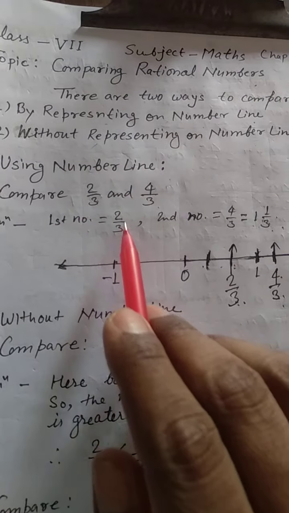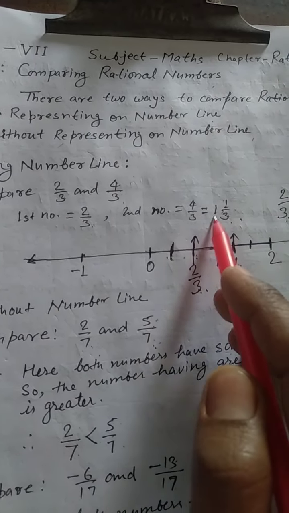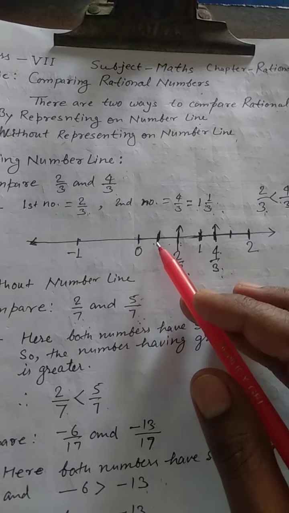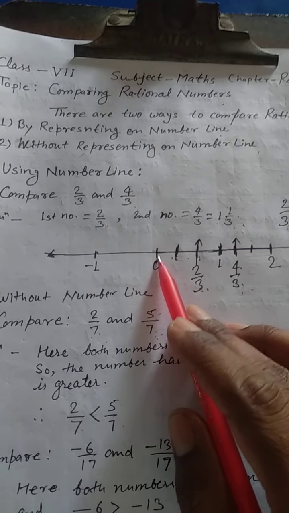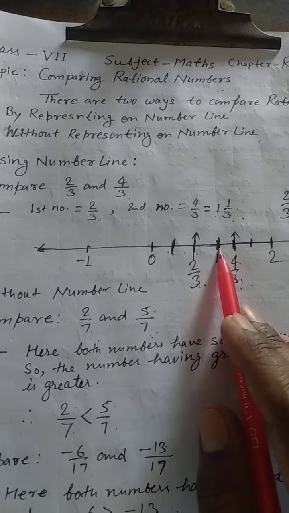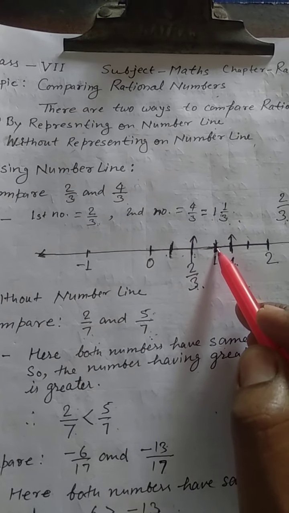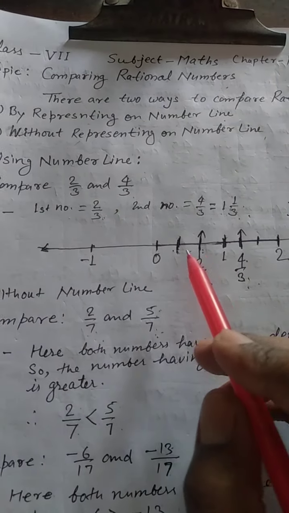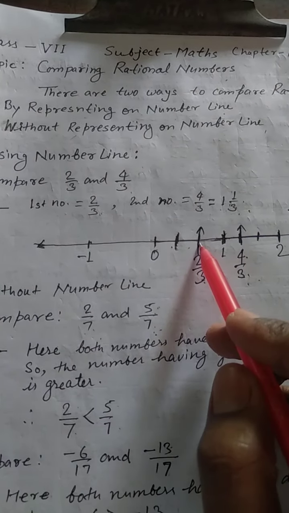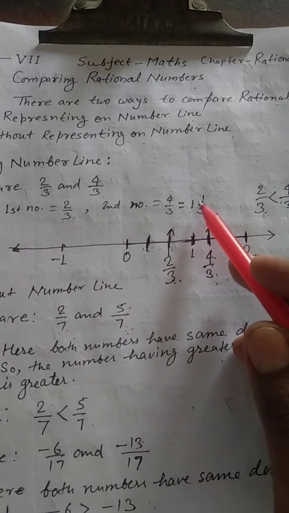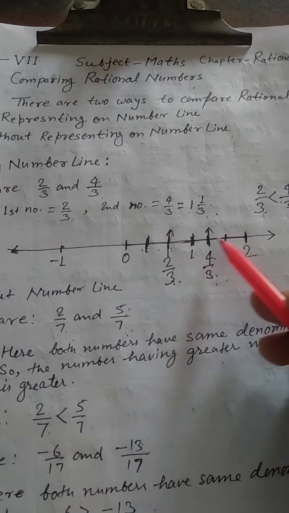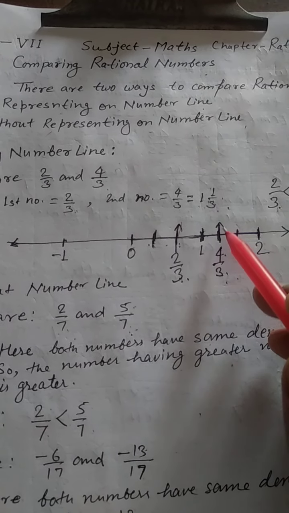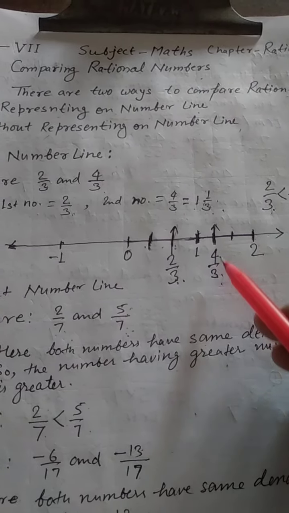The first number is 2 by 3 and the second number is 4 by 3, that is 1 whole 1 by 3. Now we can represent 2 by 3 in between 0 and 1, dividing this 0 to 1 into 3 equal parts, and after 2 parts it is 2 by 3. Then represent 4 by 3, that is 1 whole 1 by 3, which is greater than 1 and smaller than 2. So in between 1 and 2, 1 whole 1 by 3 is after 1. So it is 4 by 3.